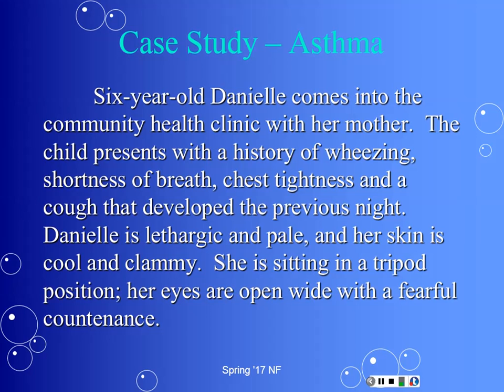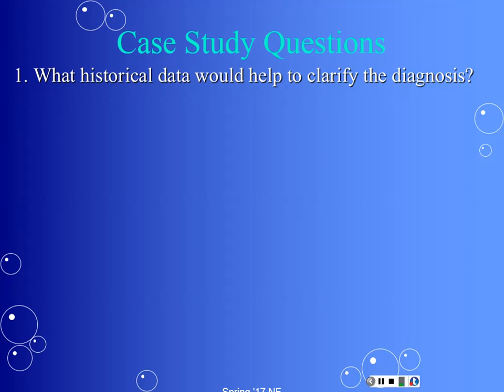So 6-year-old Danielle comes into the community health clinic with her mom. She presents with a history of wheezing, shortness of breath, tells you her chest is tight, and she developed a cough last night. She's lethargic and pale, and her skin is cool and clammy. She's sitting in a tripod position, her eyes are open wide, and she looks fearful. If we picture that kid we had earlier when we were talking about levels of distress, those wide eyes and tripod position. So we're thinking, well, she may be having an asthma exacerbation, an asthma attack, what's going on?